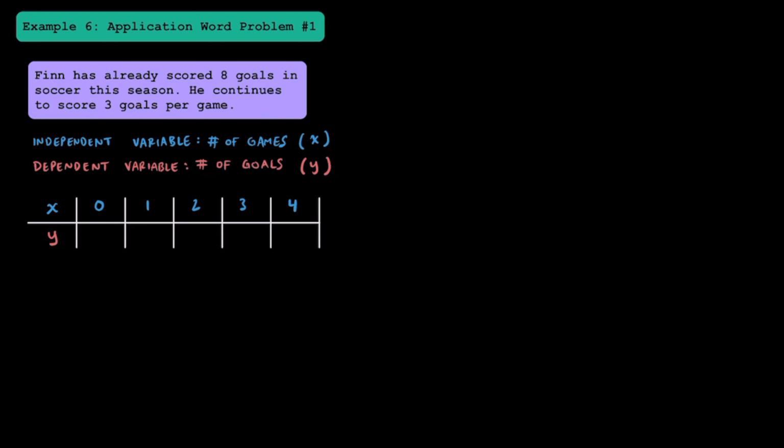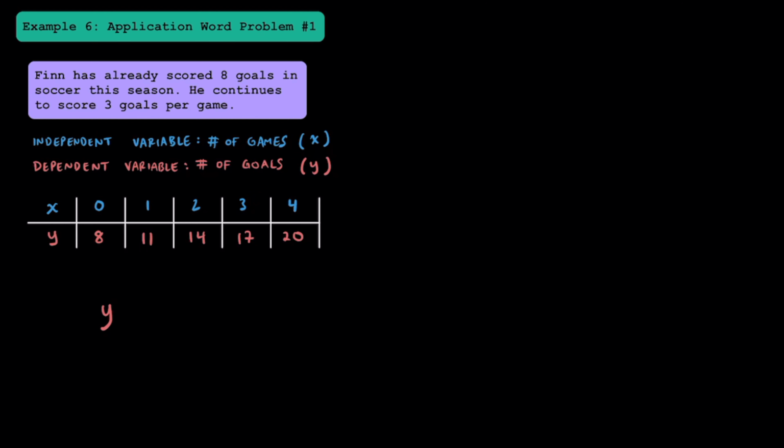If we think about it, if Finn doesn't play any more soccer games, he's still going to have the 8 goals that he already scored. Now if x is 1 and he plays 1 more soccer game, he's going to have a total of 11 because he scores 3 more goals. Now if he plays 2 soccer games and scores 3 goals each, 3 times 2 is equal to 6, and 6 plus the 8 he originally scored is equal to 14. Continuing this pattern, in 3 games he'll have 17, and in 4 games he'll have 20 goals.